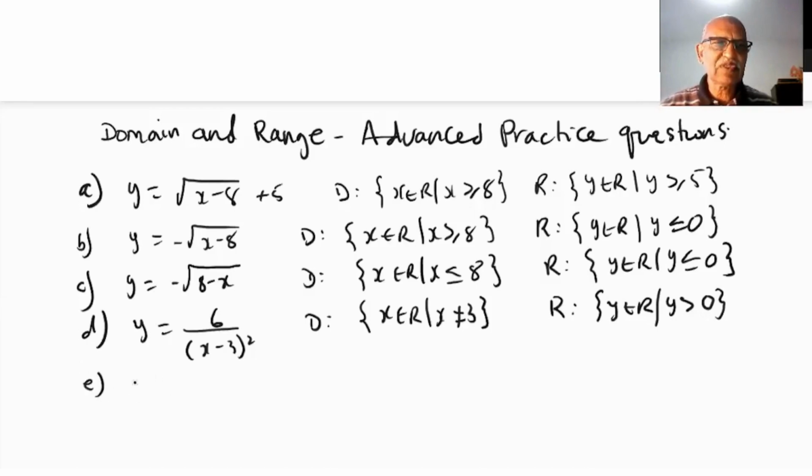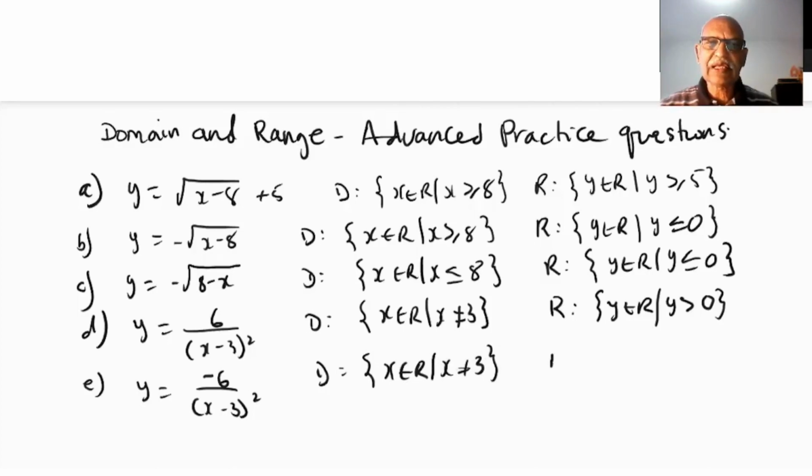Let's see, if this is y equals negative 6 over (x minus 3) squared, the domain is the same as before, x not equal to 3. And the range will be, a negative number over a positive number is always negative, so this number can never be positive. y is always less than 0.